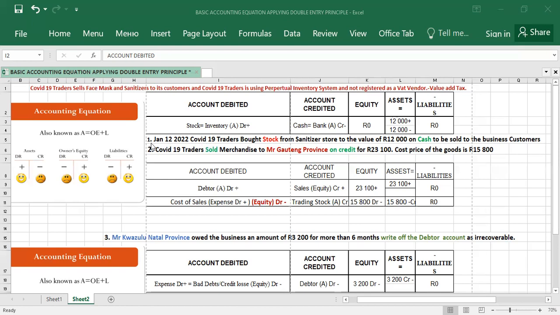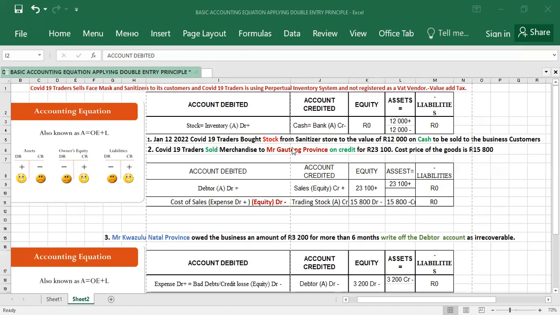Let me flow now. Question 1 says, on January 12, 2022, COVID-19 traders bought stock from sanitizer store to the value of 12,000 on cash to be sold to the business customer. How many accounts are being created by this question? The word stock is the first account affected, and then the second word that will create the second account is the word cash.